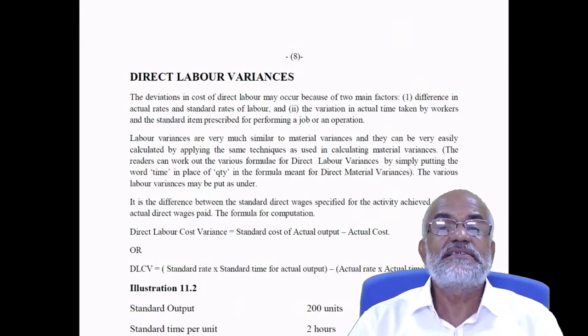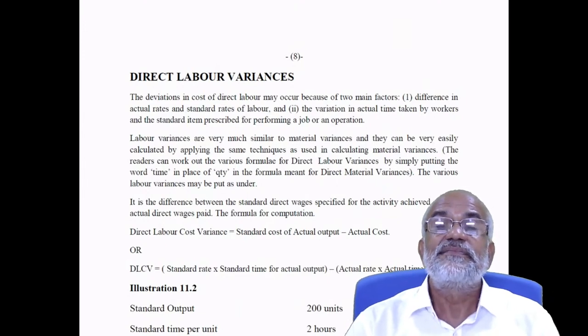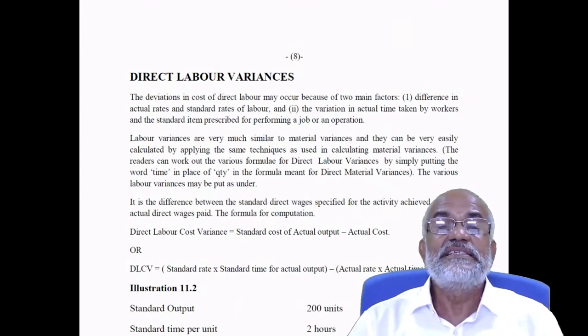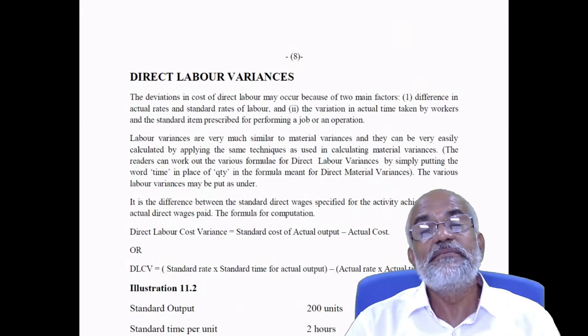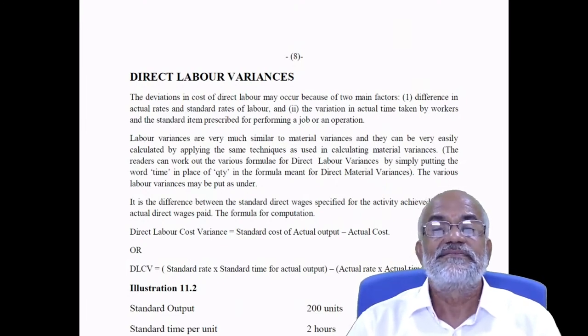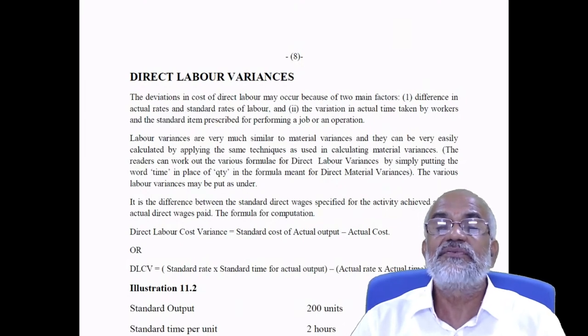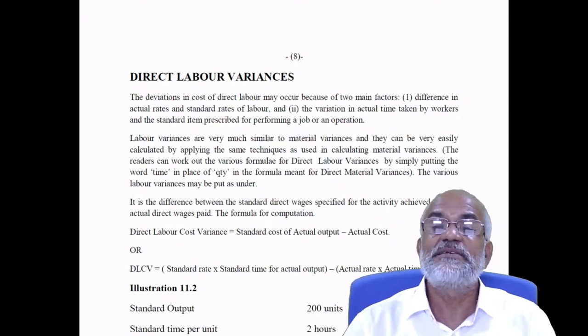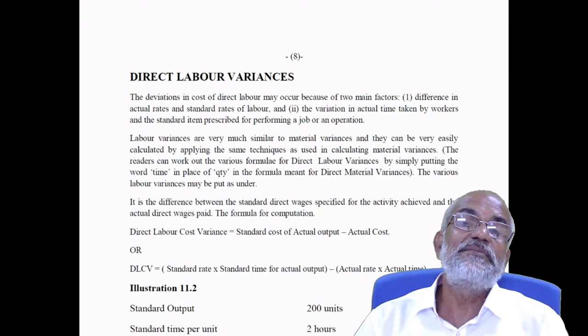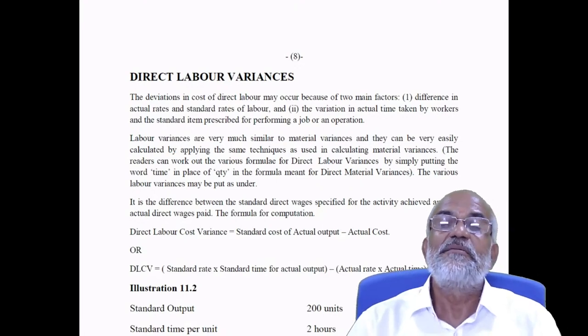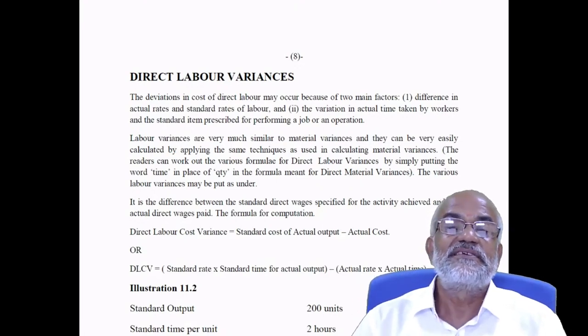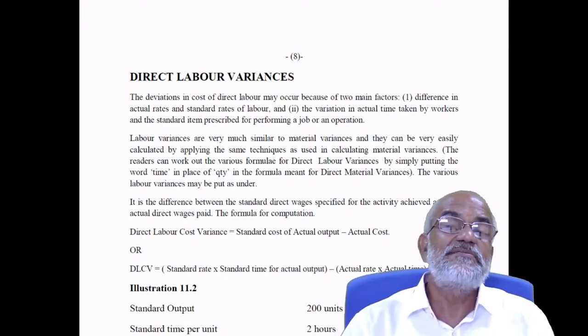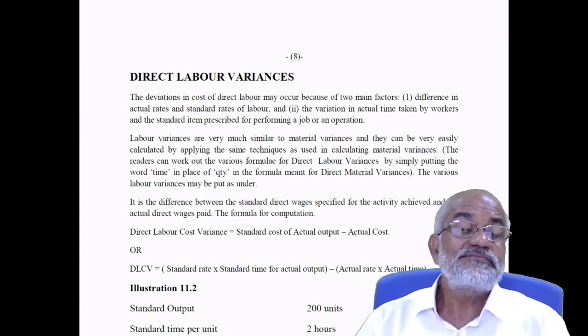Labor variances are very much similar to material variances, and they can be very easily calculated by applying the same techniques as used in calculating the material variance. The readers can work out the various formulas for direct labor variance by simply putting the word time in place of quantity in the formula meant for direct material variance. The various labor variances may be put as under.